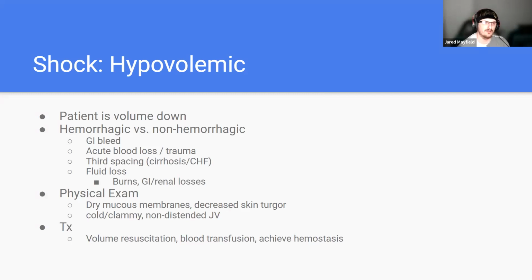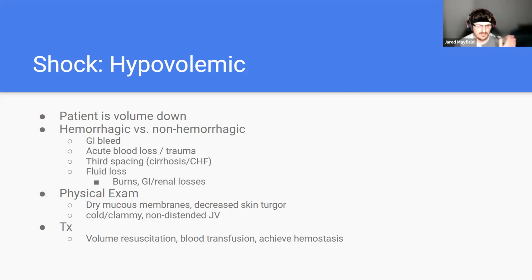Third spacing by way of severe cirrhosis or severe CHF. These patients can be easily intravascularly depleted, which can lead to hypovolemic shock, even though on physical exam you see ascites and lower extremity edema. And fluid losses, so burns are a big one, GI or renal losses.